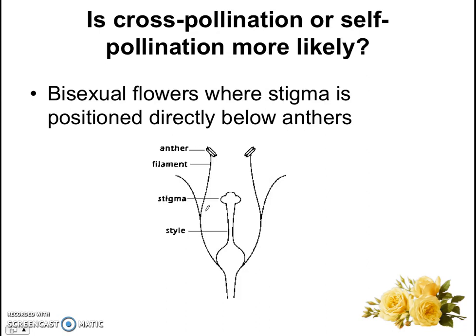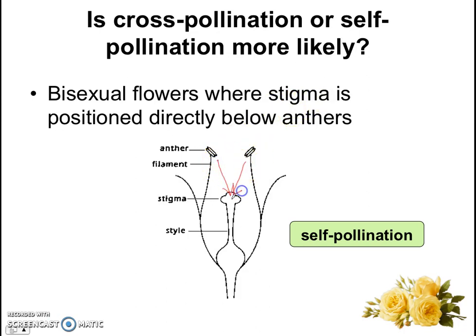Well, you're right if you're thinking self-pollinate, right? Because if the anthers are directly above the stigma, then it's more likely for the pollen to just drop down onto the stigma, and then you have self-pollination within the same flower.